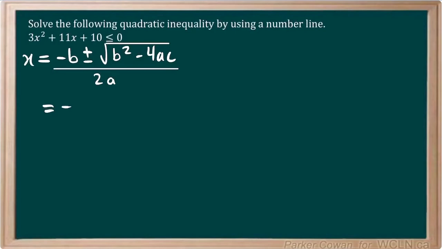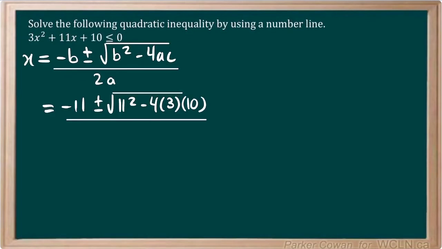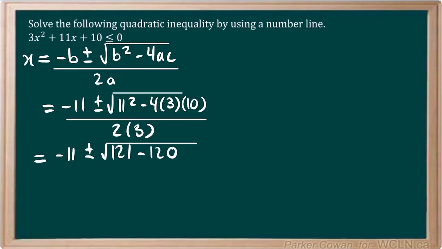So negative b will be negative 11 plus or minus the root of 11 squared minus 4 times 3 times 10, all divided by 2 times 3. All right, so we keep going here. We've got negative 11 plus or minus the root of, 11 squared is 121. And then we have 4 times 3 times 10. That's going to be 120, all over 6.